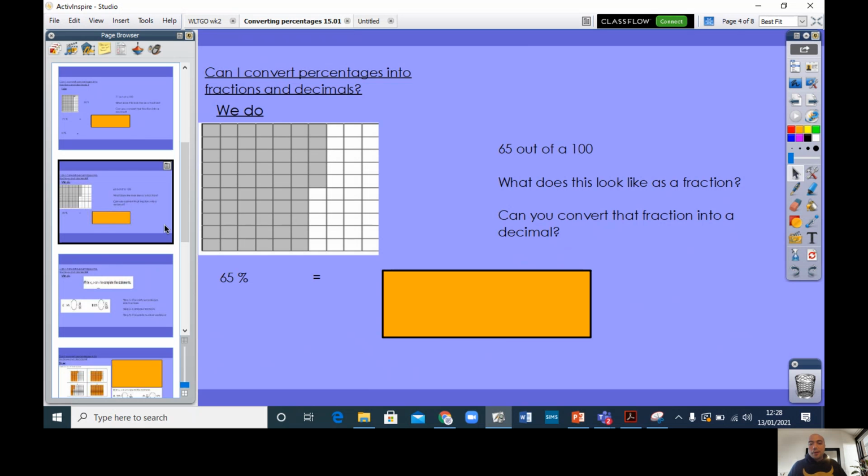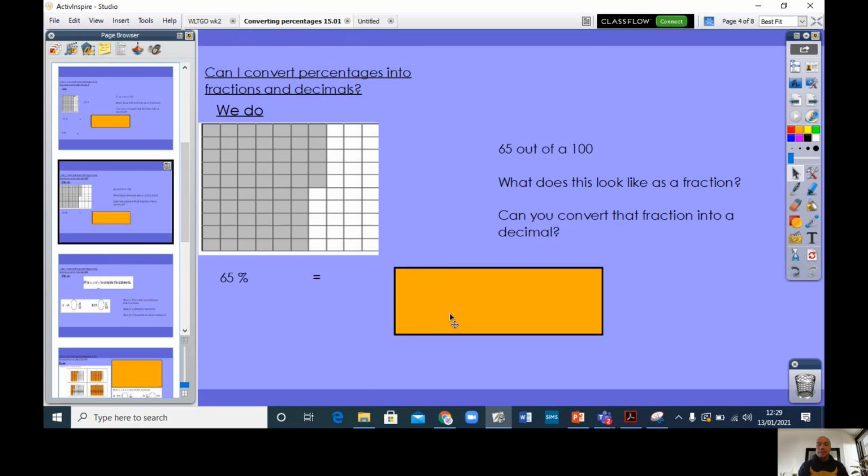Brilliant. So it says 65%. What does this look like as a fraction? Can you convert that fraction into a decimal as well? Previously, you converted 71% and 61%. Now, how does it work? And you might have done ones of your own choice. So what do we need to do?